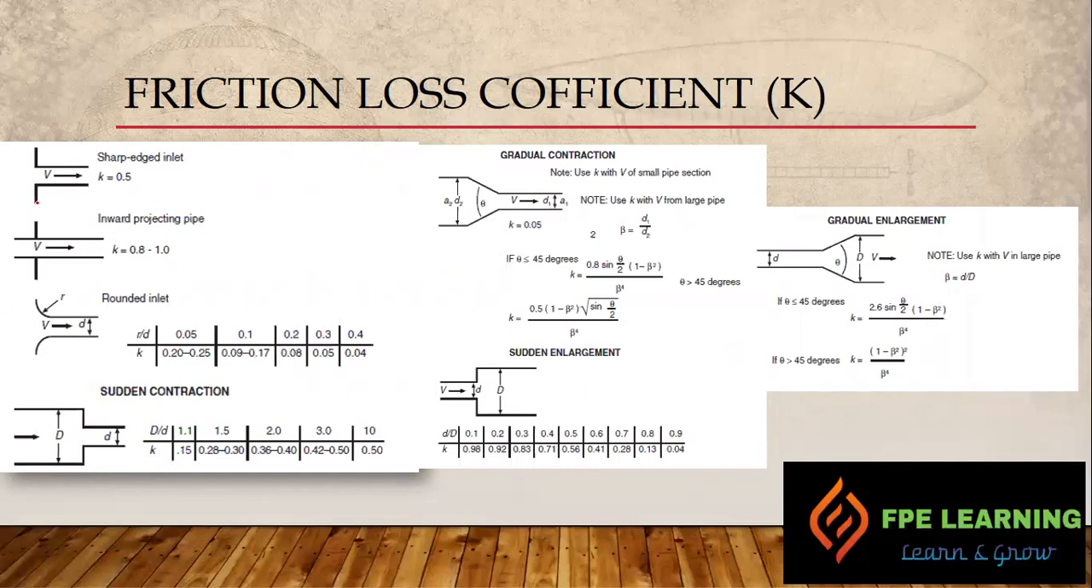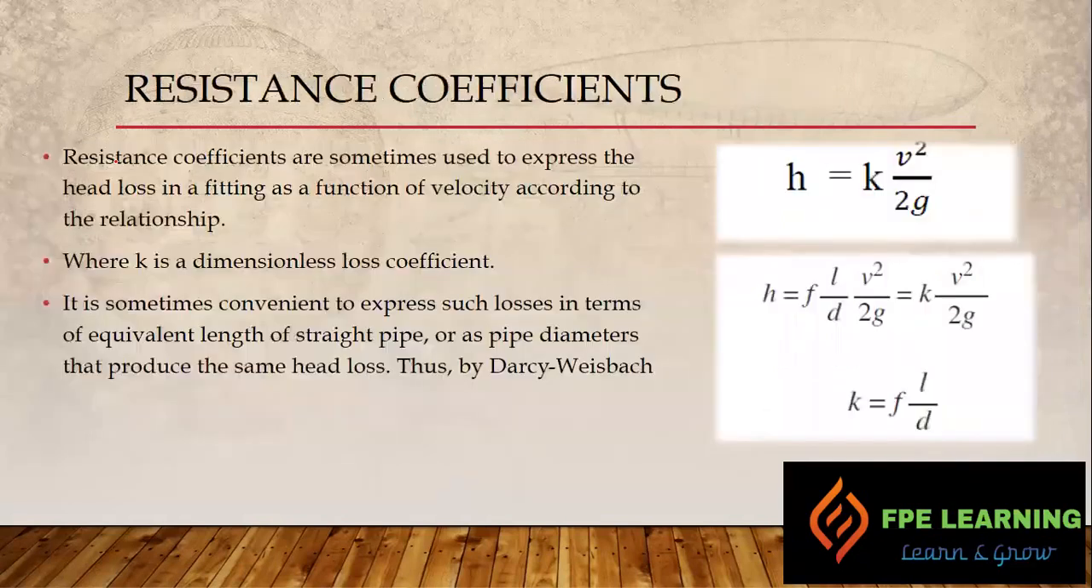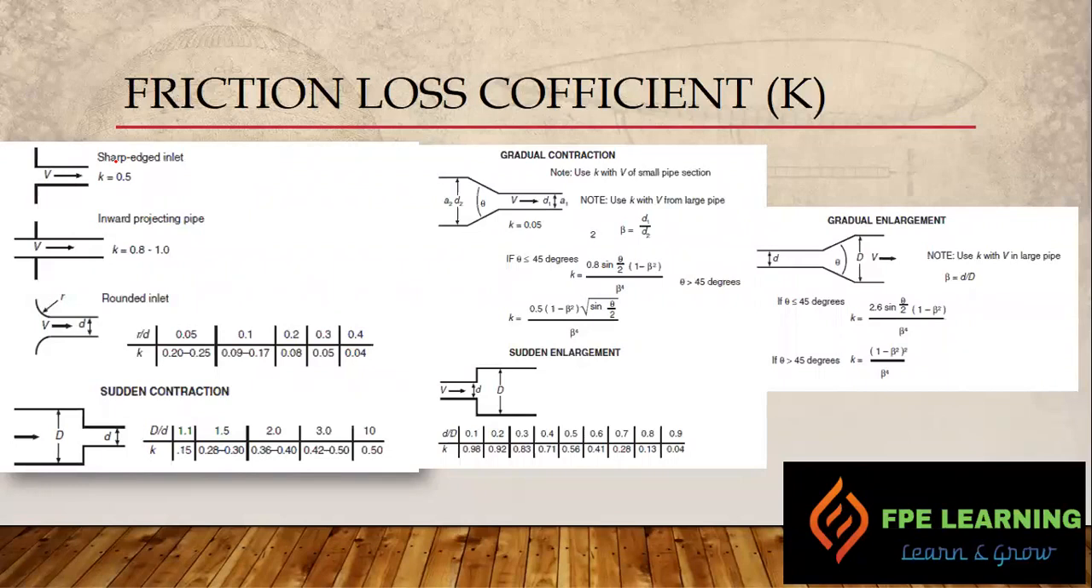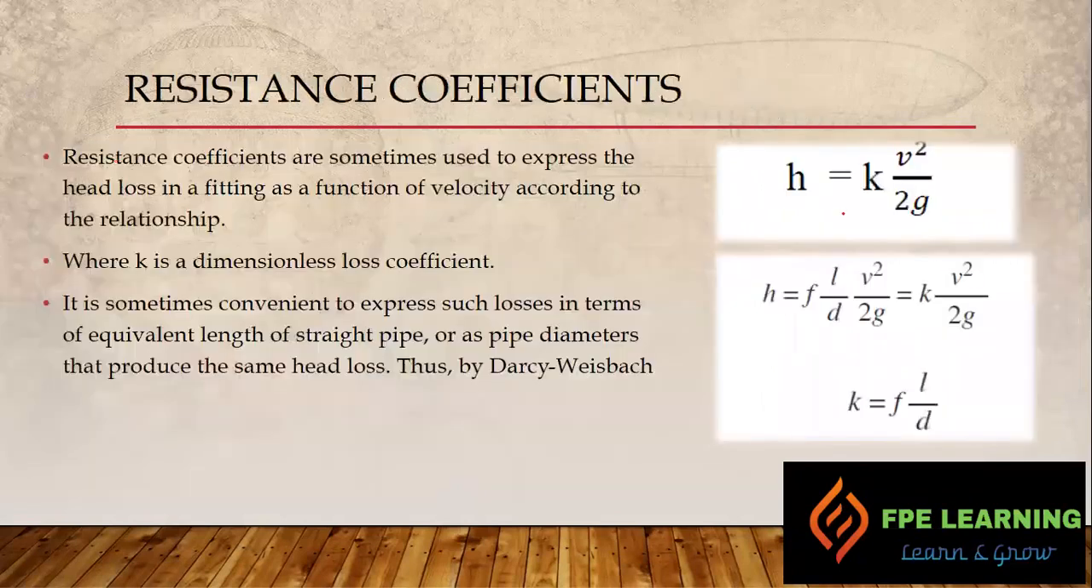Let's say this is a sharp opening, a sharp edge inlet. What is the frictional resistance coefficient for that one? How are we going to calculate the friction loss in that? For that, we have the resistance coefficient formula, which is h = K V² / 2g, where K is a dimensionless loss coefficient. Normally, if we don't have standard fittings like this, we can use these values in this formula.